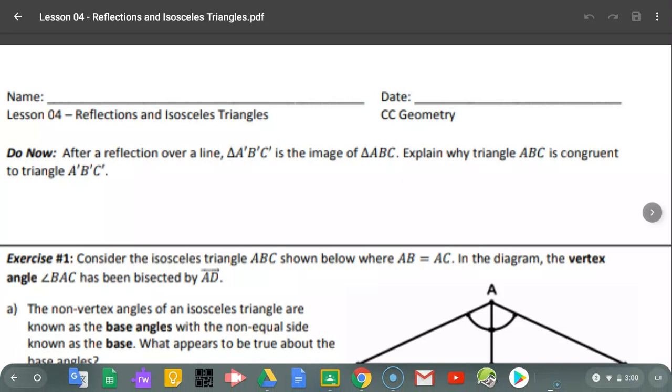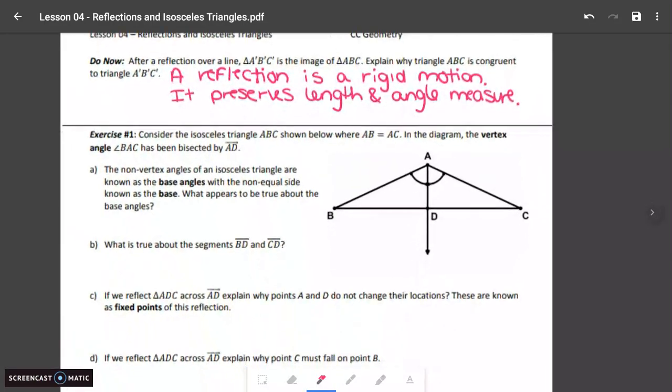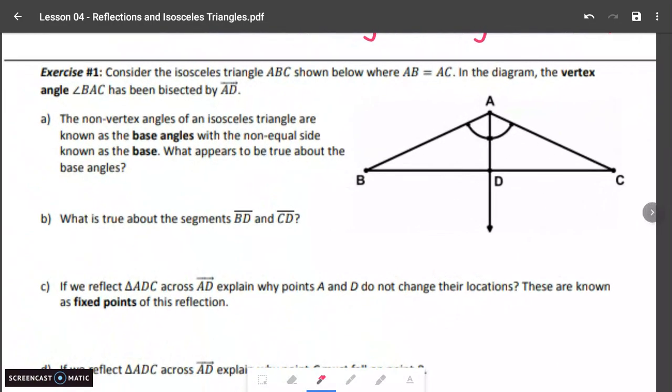The one thing we really can't do is say size and shape. Unfortunately, on the Regents, they don't consider that enough detail. So we want to make sure we're covering our bases here because these are points that we definitely want to have. If I go on to the first exercise for today, we're going to look a little bit deeper at reflections and isosceles triangles in particular.